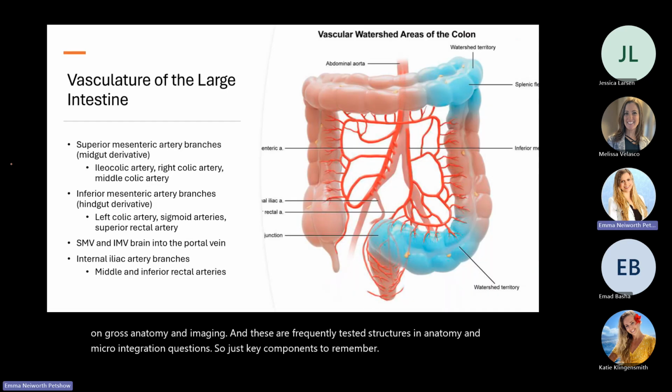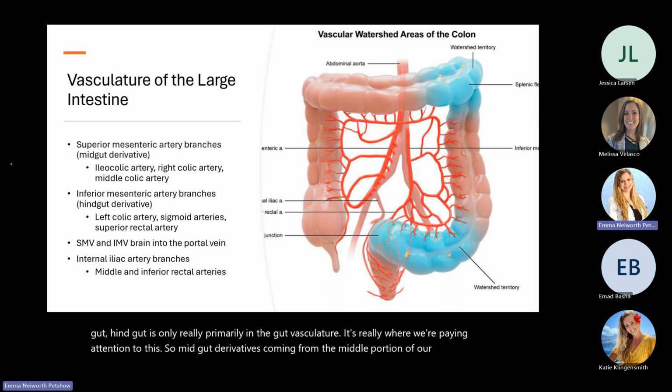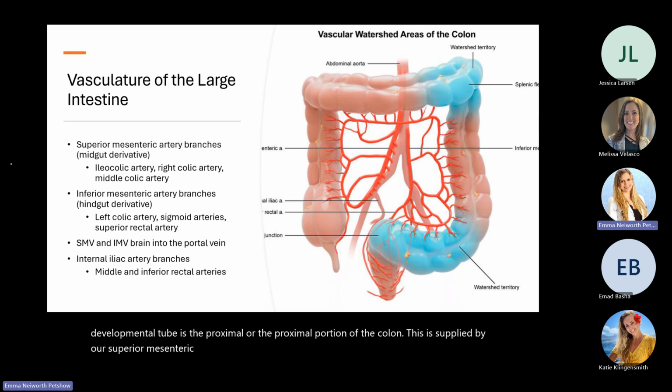Vasculature, what we were talking about over break. So from a vasculature perspective, the blood supply in the gut follows the embryologic origins. That's when we care about foregut, midgut, hindgut, is only really primarily in the gut vasculature. It's really where we're paying attention to this. So midgut derivatives, coming from the middle portion of our developmental tube, is the proximal portion of the colon. This is supplied by our superior mesenteric artery and its branches. So that'd be the ileocolic, the right colic, and the middle colic arteries.